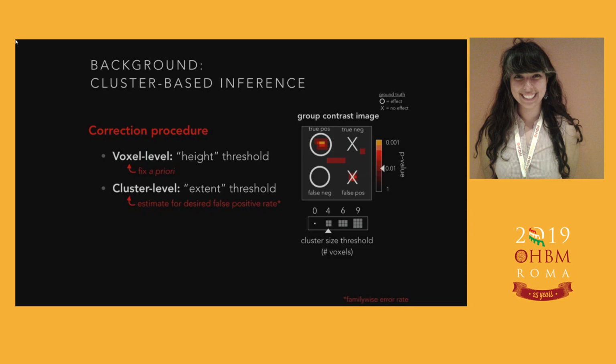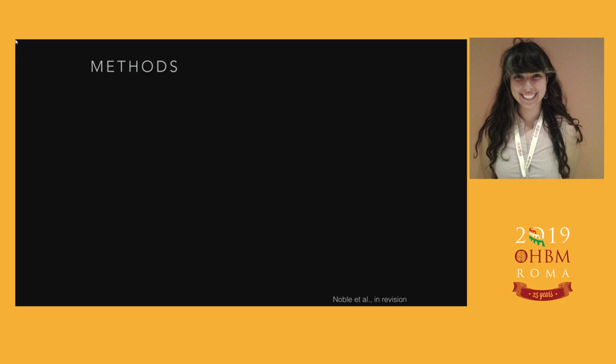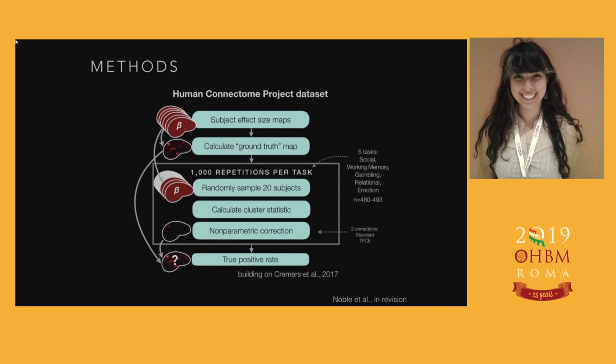All right, so I'm going to talk a little bit about my work that's in revision right now. And I'm going to briefly skim through this slide, but feel free to ask questions afterwards. So I'm starting with the Human Connectome Project dataset, and this is similar to the procedure of Cremers and colleagues, and actually some other people are also using this procedure to assess for true positives.